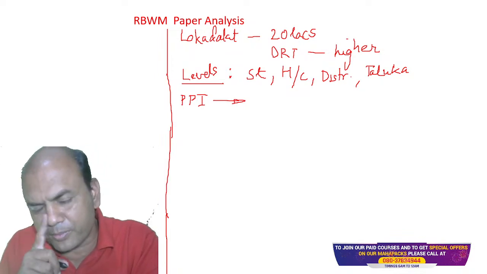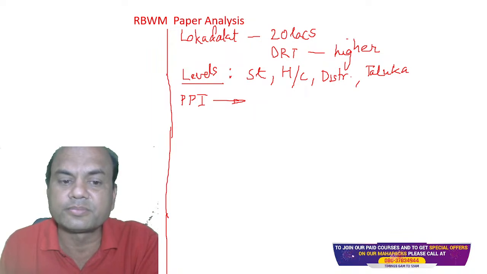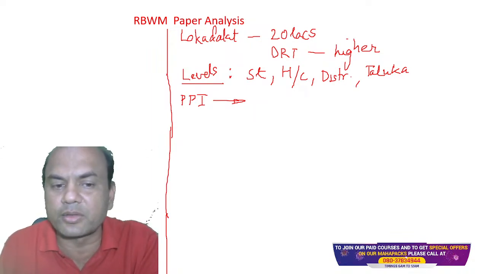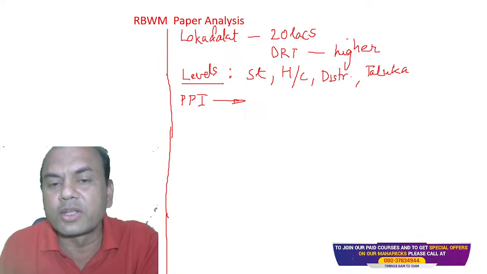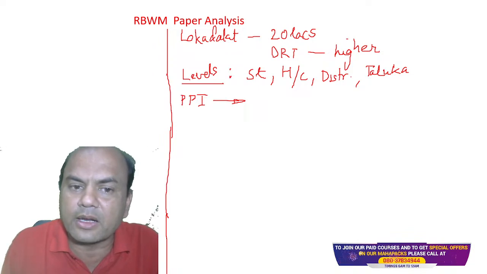Now there are 2 types of PPIs. Always remember, there are 2 types of PPIs. One is PPI up to 10,000. No, both are up to 10,000. One is with cash loading and the second is without cash loading. Here, both the PPIs are up to 10,000.